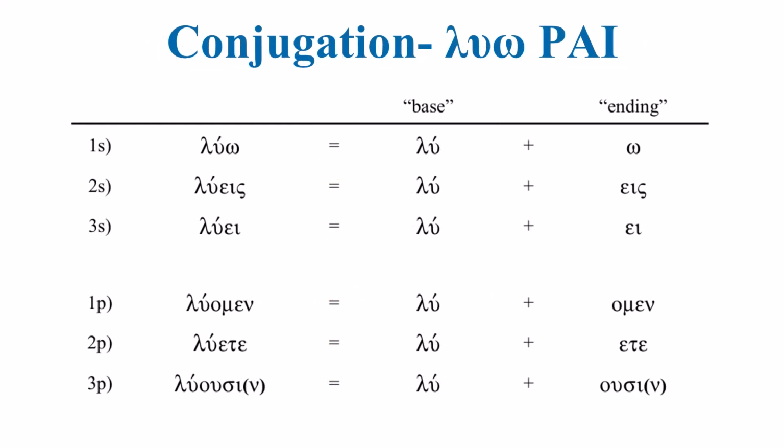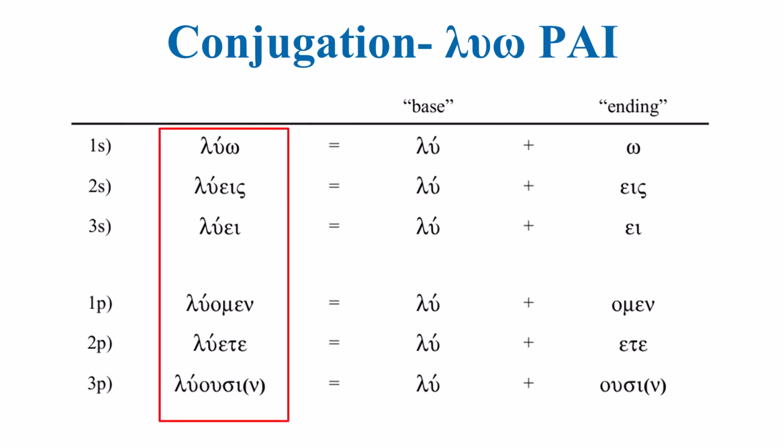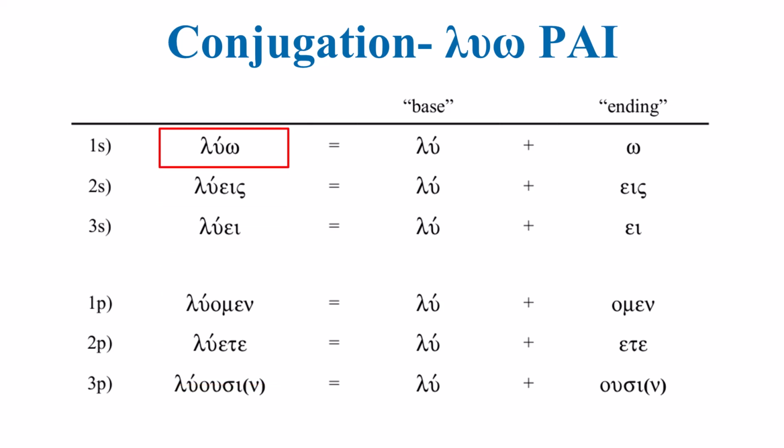If you are taught to conjugate the word luo in the present active indicative, remember you will always be given what tense to use, what voice to use, what mood to use. So here you have the present active indicative. So this is how you conjugate it. It will be luo, lueis, luei, luomen, luete, luusin. And by the way, luo means I lose. So the translation should be luo, which means I am losing.